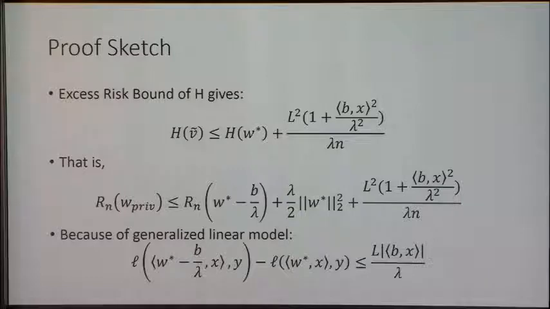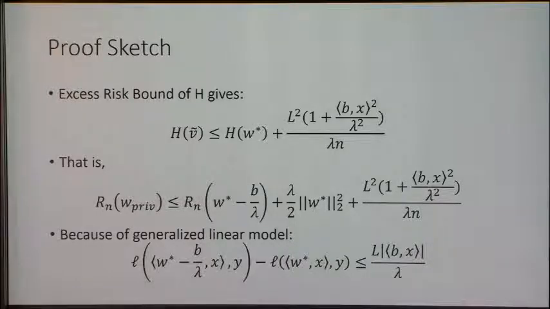Now we know that h of v tilde is equal to the sample risk at w private plus some regularization, which is positive, so we can ignore that. On the right hand side, we have something like risk at w star minus b by lambda plus norm of w star. Because my loss function is Lipschitz and I have a generalized linear model, I can relate the empirical risk at w star minus b by lambda and the empirical risk at w star, and the difference will be of the order inner product of bx by lambda times something.